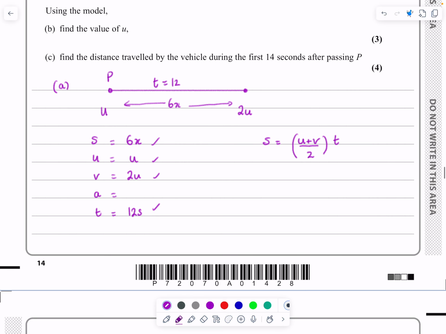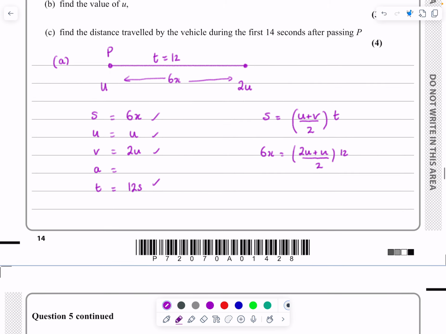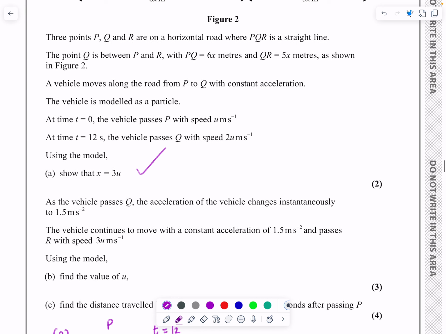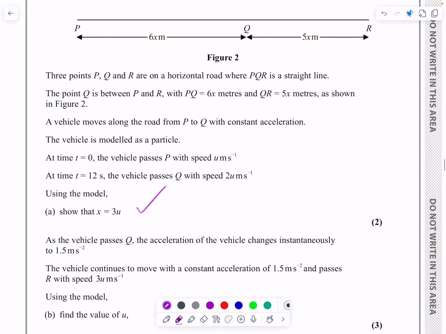So if we sub that in then, we get 6x is equal to (2u plus u) over 2 multiplied by 12. So that's going to give us 12x is 3u times 12, which is 36u, so that's going to give me x equals 3u, which is what we were asked to show from the first part.